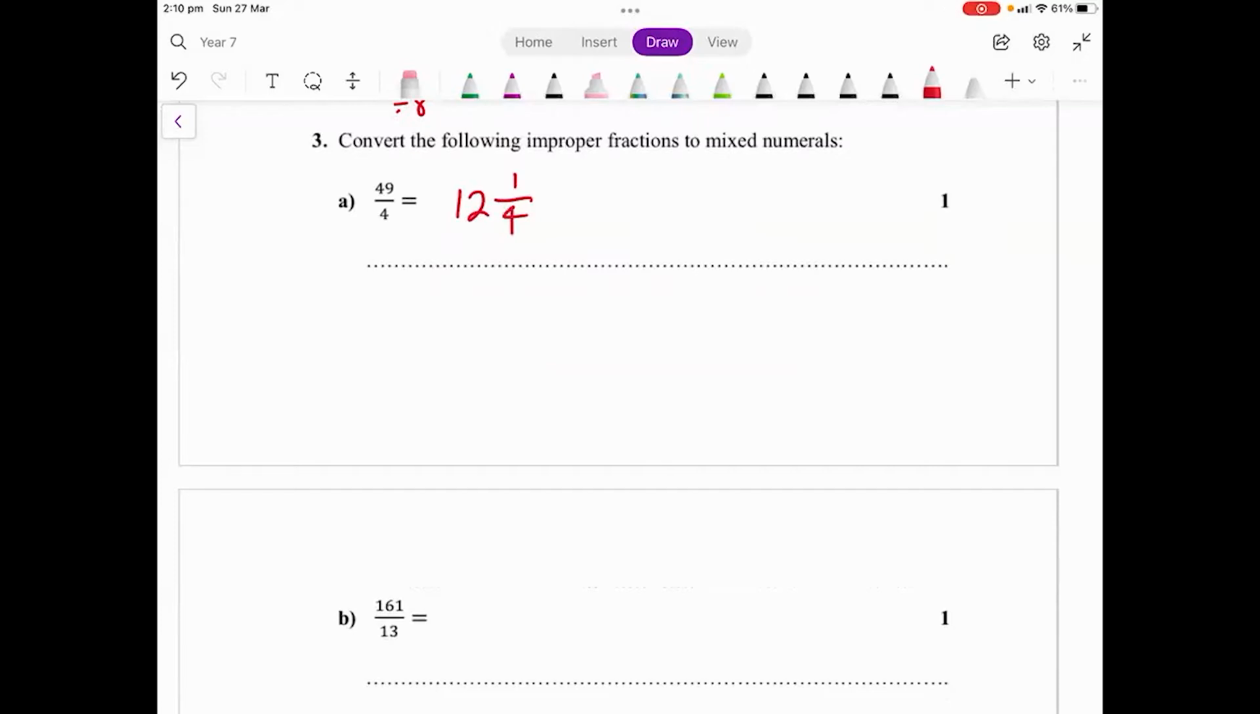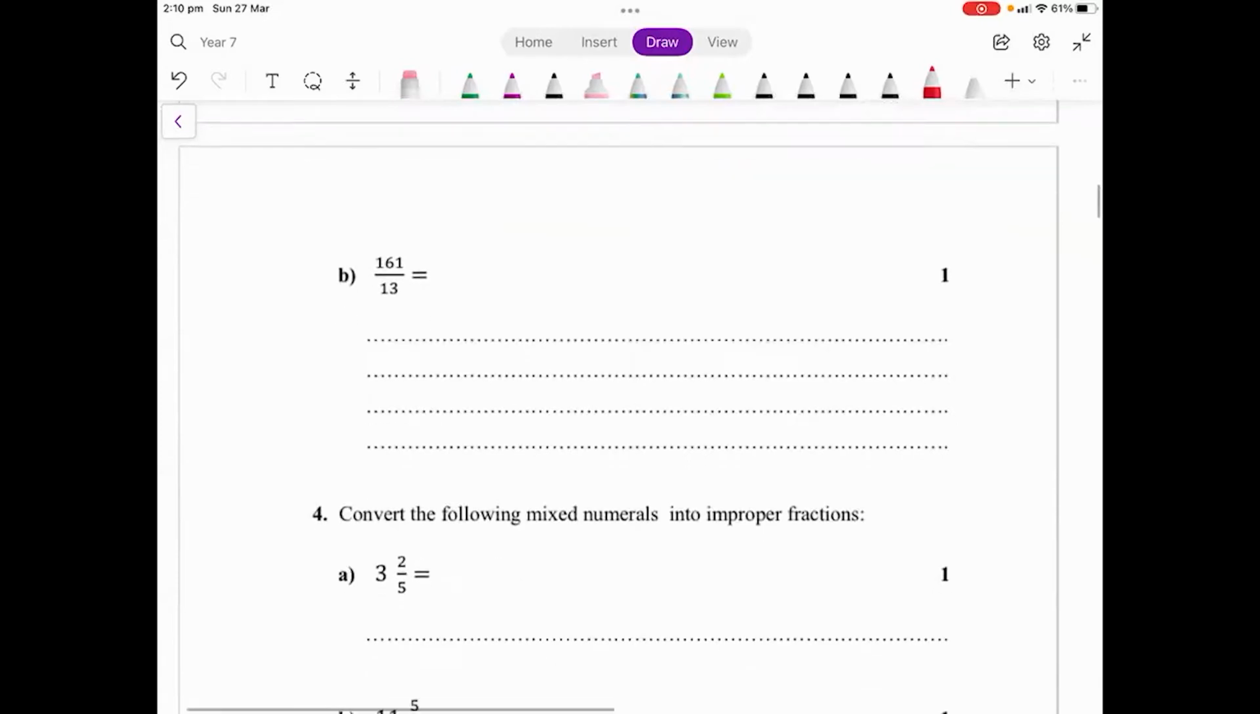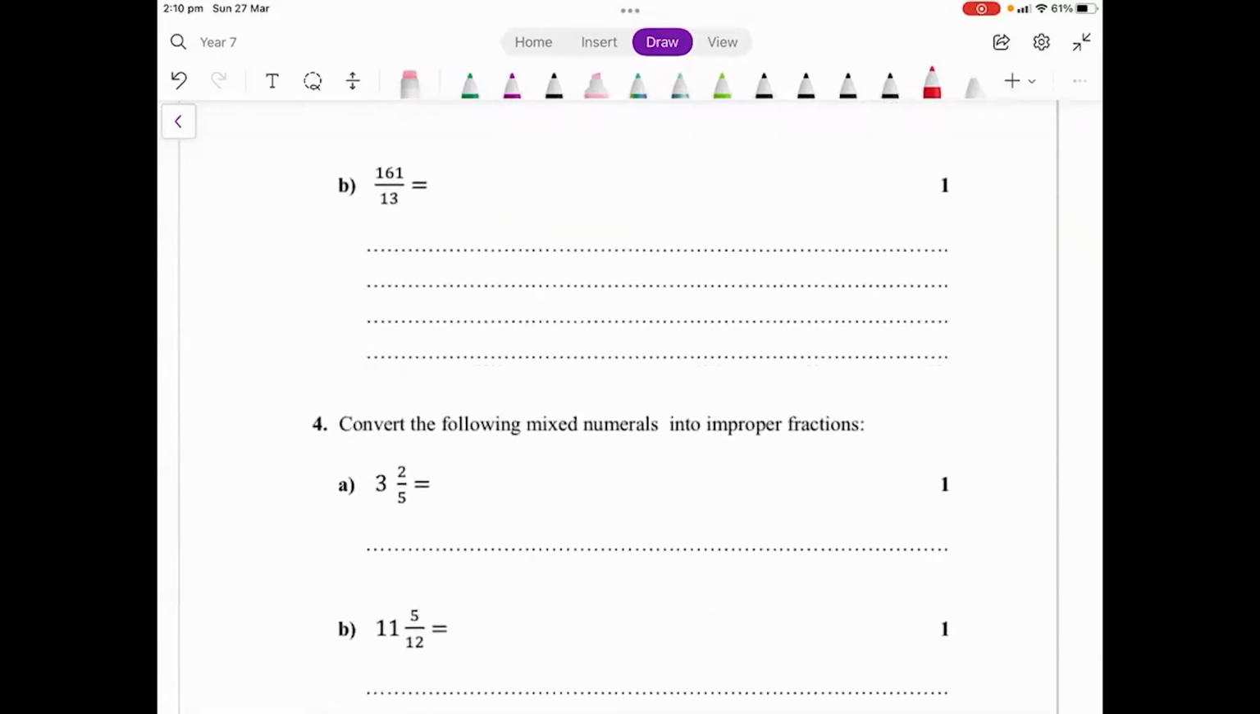Question B is very similar. 161 divided by 13 is 12 remainder 5. You might need to do an algorithm for this, which you can do if you need to. So 12 is the whole number, 5 is the numerator, denominator stays the same, and it's 13.